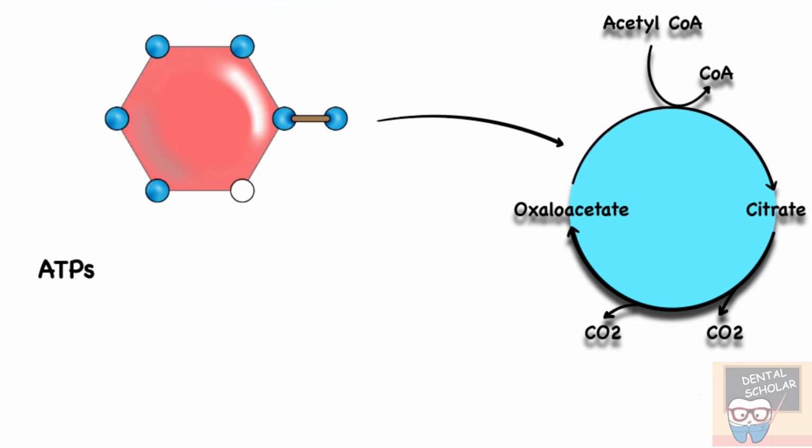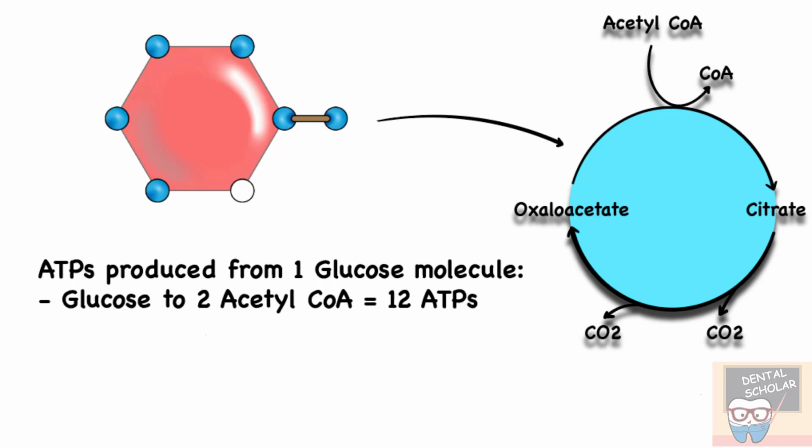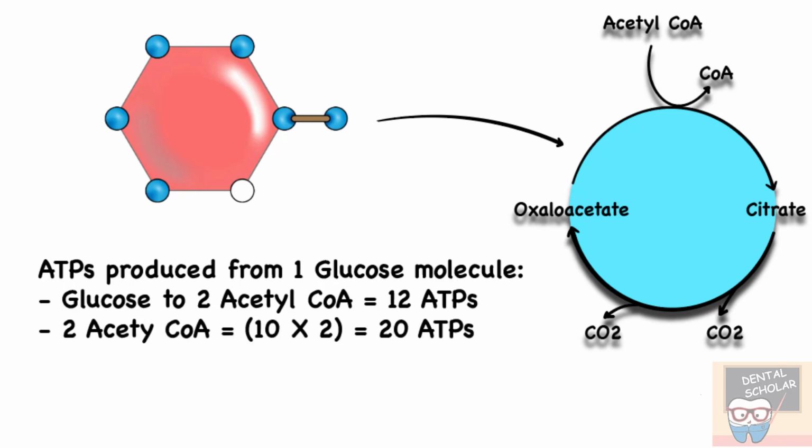Now how many ATPs are produced from one glucose molecule? As we already know, one glucose molecule forms 2 acetyl coenzyme A, which results in production of 12 ATPs, and 1 acetyl coenzyme A produces 10 ATPs via Krebs cycle. So 2 acetyl coenzyme A would produce 20 ATPs. So in total 32 ATPs are produced from one glucose molecule.